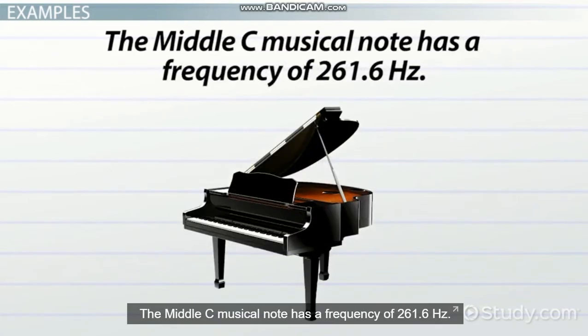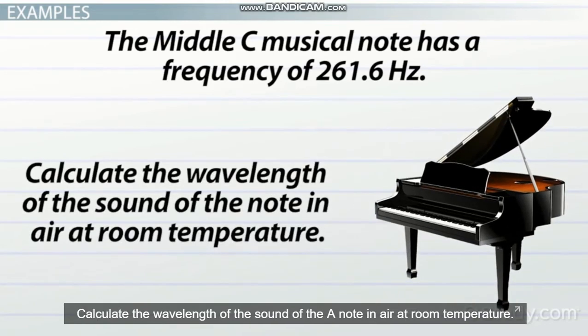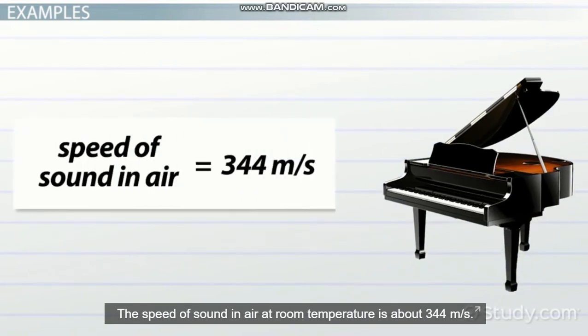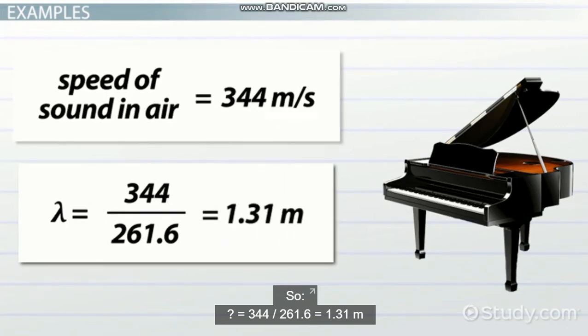The middle C musical note has a frequency of 261.6 Hz. Calculate the wavelength of the sound note in air at room temperature. The speed of sound in air at room temperature is about 344 meters per second. So, lambda equals 344 divided by 261.6 equals 1.31 meters.